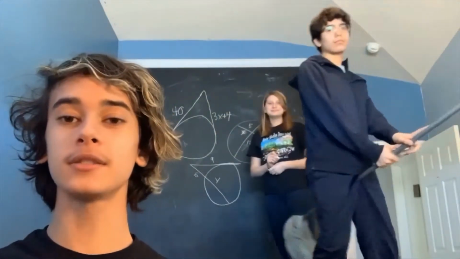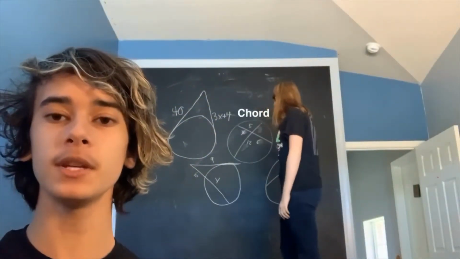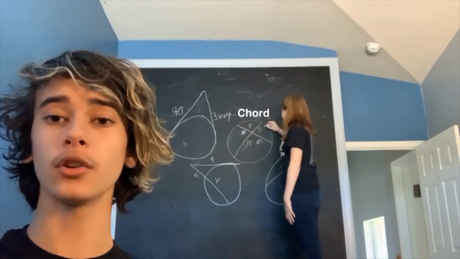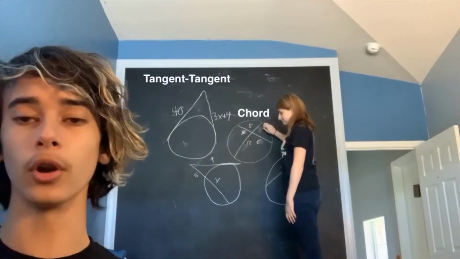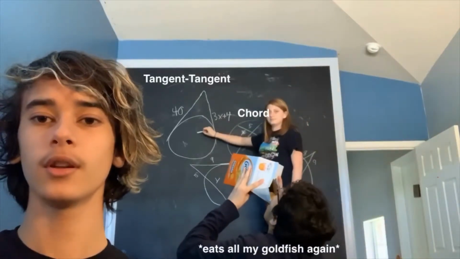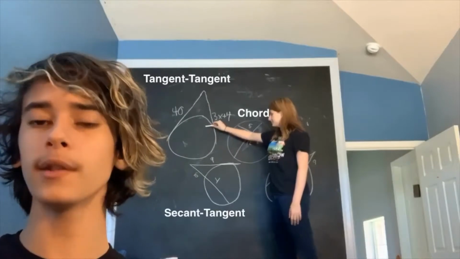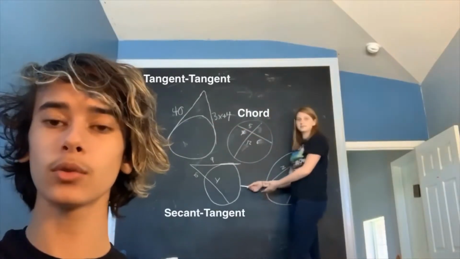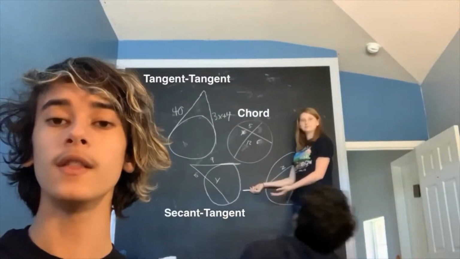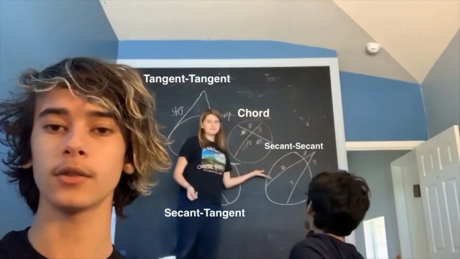And then from there, what we're going to talk about next is segment relationships in circles, in which there are 4 of them. There's chord, which is piece times piece equals piece times piece. Next, there's tangent tangent, in which there are 2 lines that don't go inside the circle, they only touch the outer layer of the circle. Next, there's secant tangent, in which only 1 line goes inside the circle and the other one only touches the outside. And then the other one is secant secant, in which both lines go inside the circle.